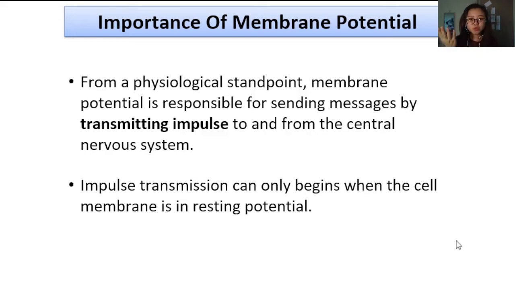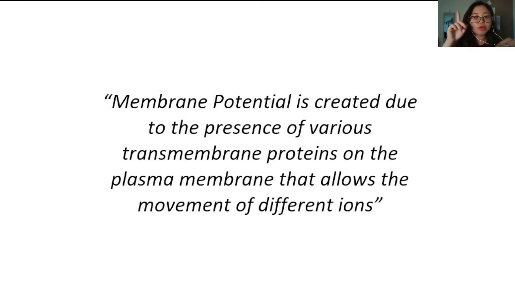Just like how when you want to do homework, your brain has to be free of distractions. You have to be kind of ready before you can start doing homework and doing some thinking. So here's a point we should remember. Membrane potential is created due to the presence of various transmembrane proteins on the plasma membrane that allows the movement of different ions. Disebabkan ada transmembrane protein pada membrane, barulah ada pergerakan ion, barulah kita akan ada membrane potential.